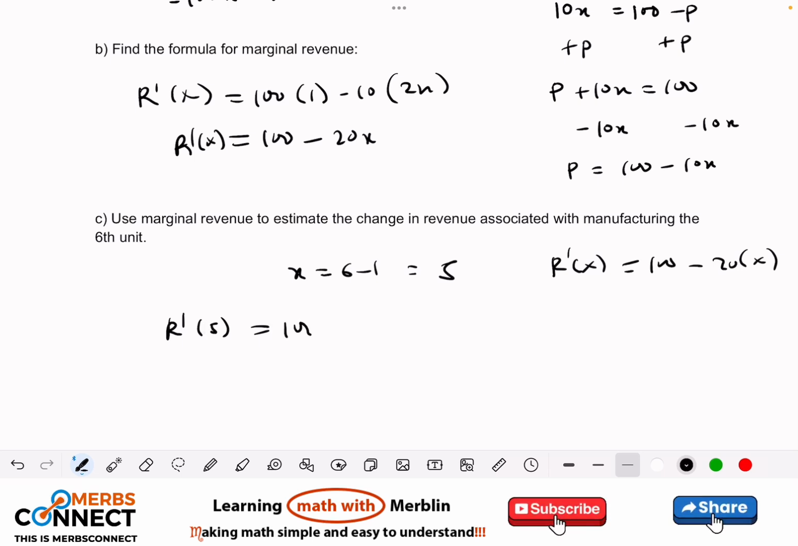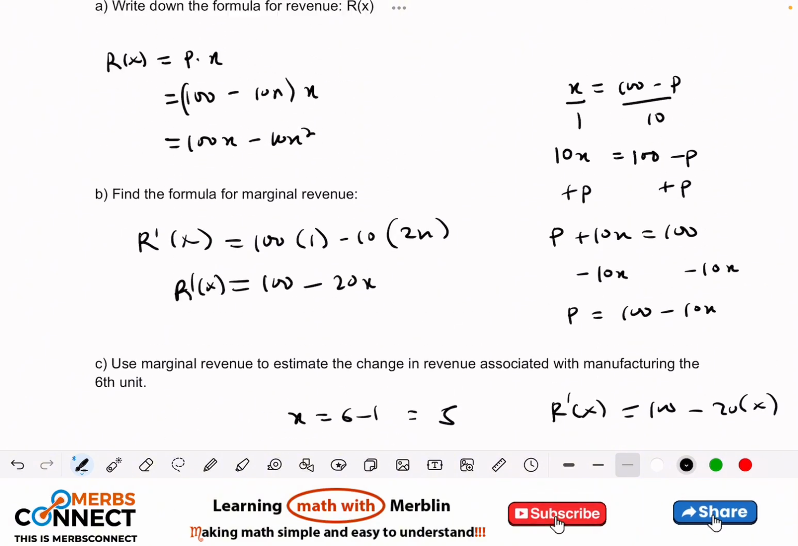So I'm going to have 100 minus 20 times 5. Now 20 times 5 is 100, so 100 minus 100 is equal to 0. So we are going to get it to be 0. So that is how we are going to do it.